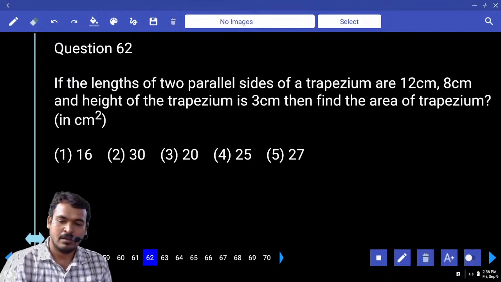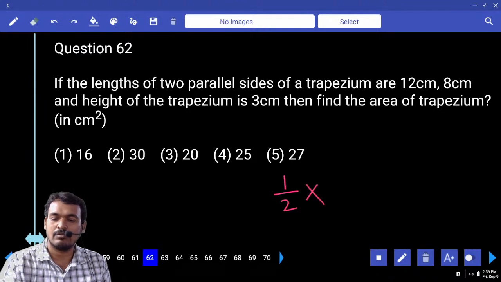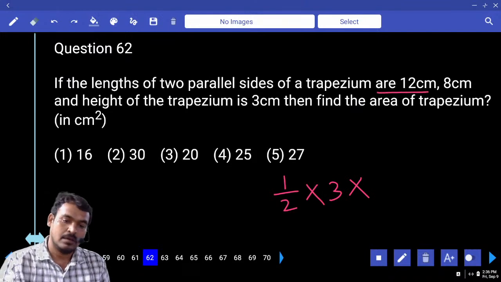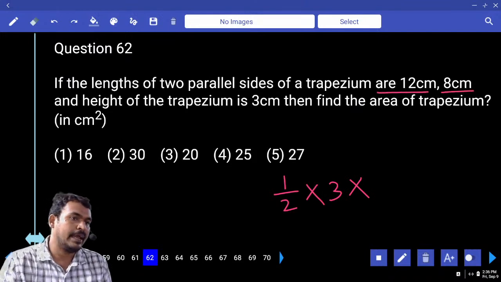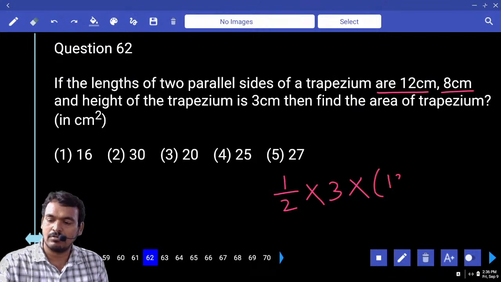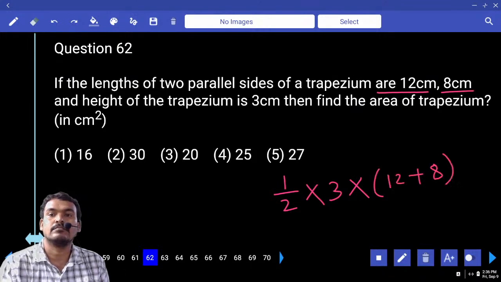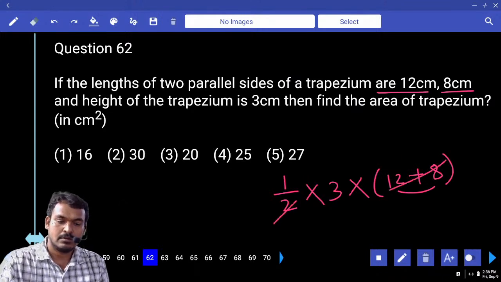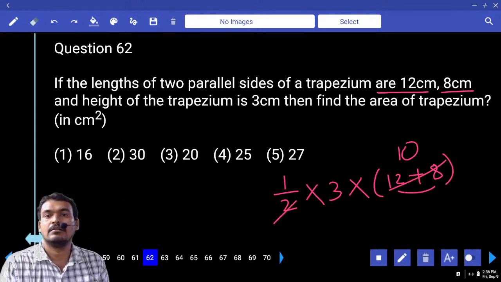Half into a plus b. Half into h into, what is the h value? 3 into, a value 12, b value 8, or not? Half into 3 into 12 plus 8, or not? 12 plus 8 means 20. 2 how many times? 10 times. 10 3s are 30, or not?